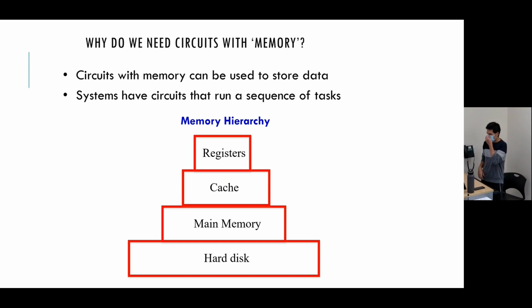So why do we need circuits with memory? Circuits with memory can be used to store data. You have registers in your CPU, you have your CPU cache, you have your DDR, which is your main memory. And then there's other circuits like a hard disk drive. And systems have circuits that run like a sequence of tasks, and they need this memory to remember what the last step was so that they can go on to the next step.